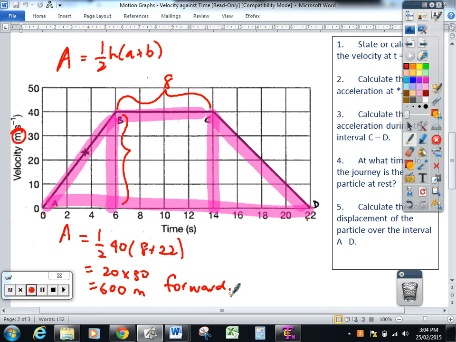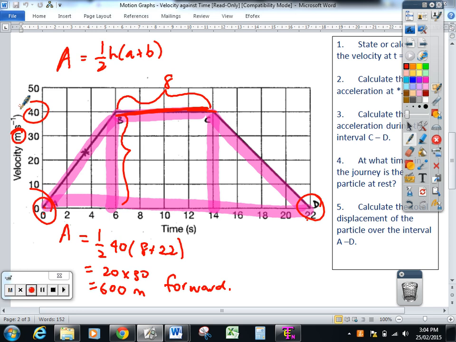Is the particle at rest at any time during this journey, excepting for when it starts and when it ends? It's only at time equals 0 that it is stopped, and there it is stopped. It's not stopped here, is it? What's happening to the particle at that point? It's still moving forward at 40. Excellent, well done.